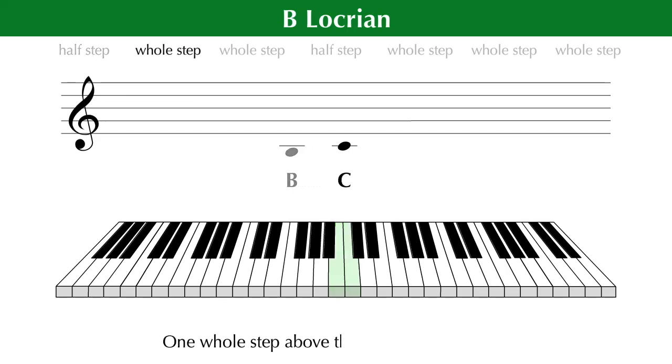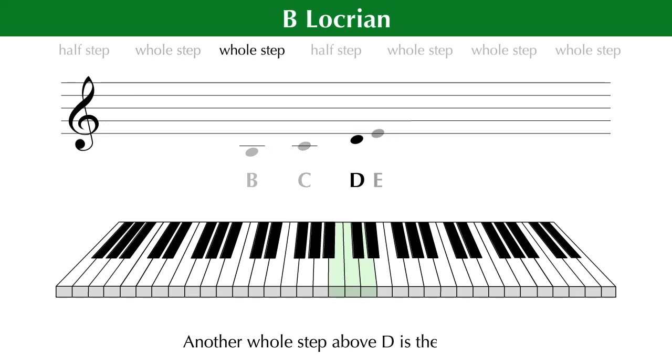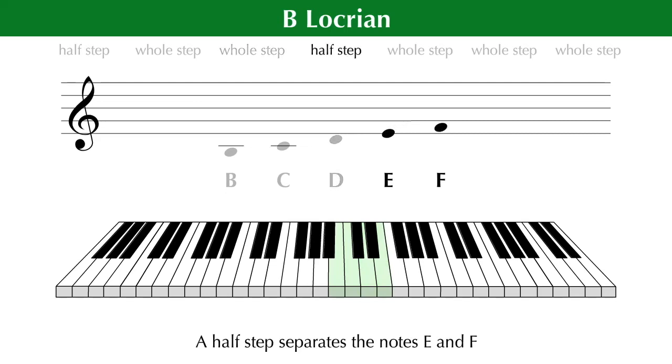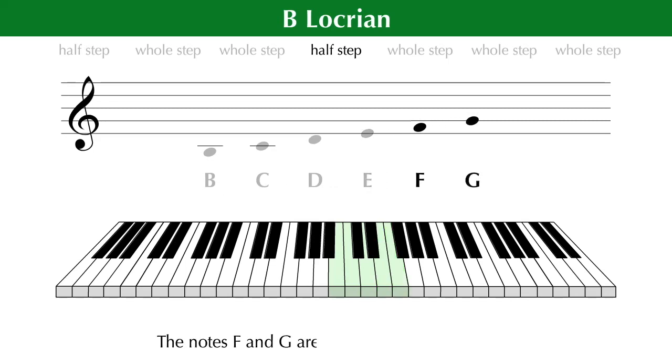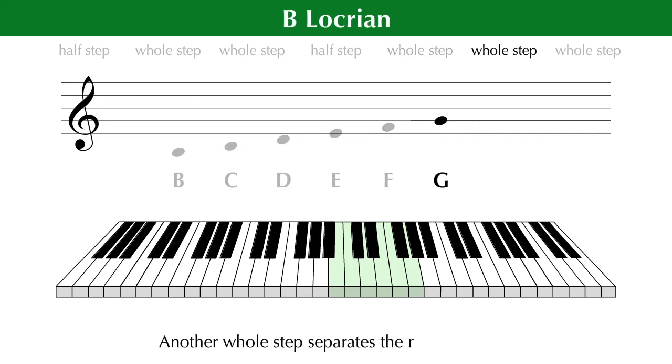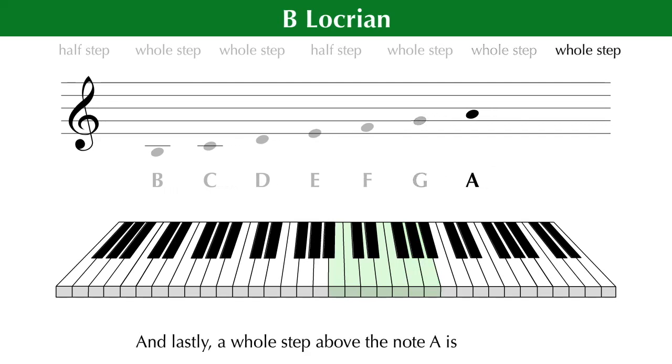One whole step above the note C is the note D. Another whole step above D is the note E. A half step separates the notes E and F. The notes F and G are separated by a whole step. Another whole step separates the notes G and A. And lastly, a whole step above the note A is the note B.